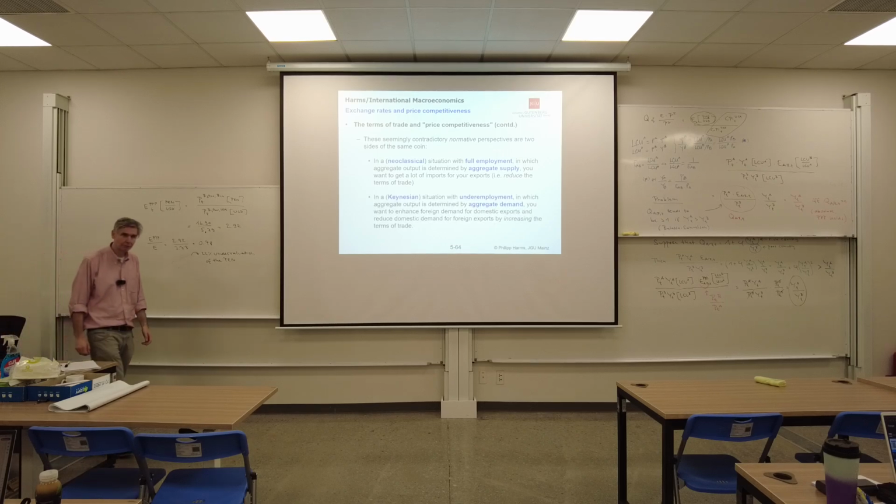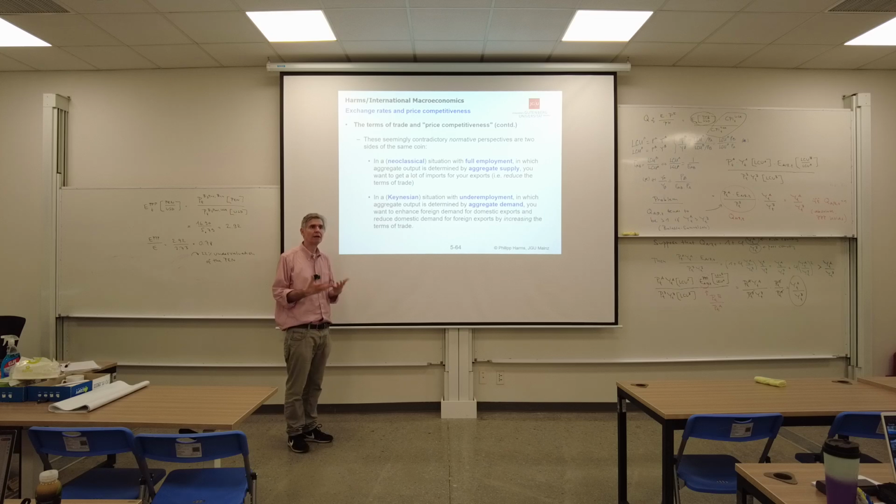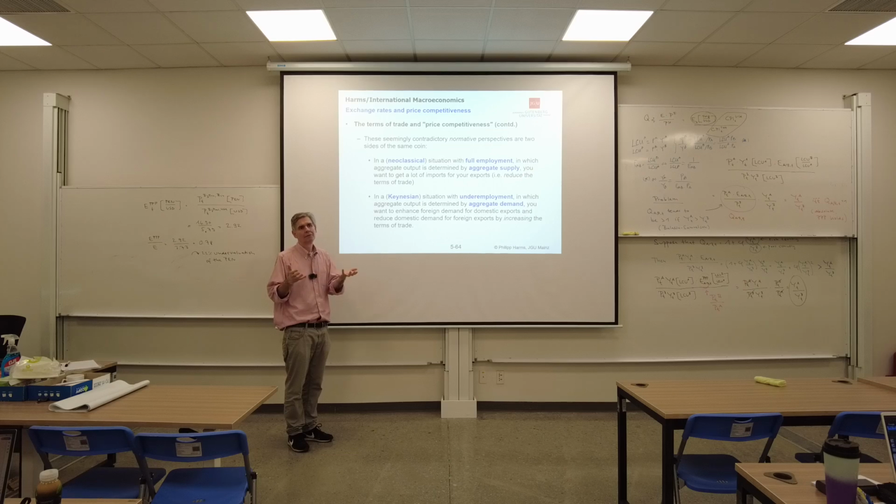Now in macro models, in a Keynesian situation, you have underemployment. You have a situation where you want aggregate demand to pick up. Now how do you make aggregate demand pick up? Well, you have foreigners who want to buy your stuff. How do you make foreigners want to buy your stuff? Your stuff is cheap. How do you prevent domestic residents from buying foreign stuff? You make foreign stuff expensive.